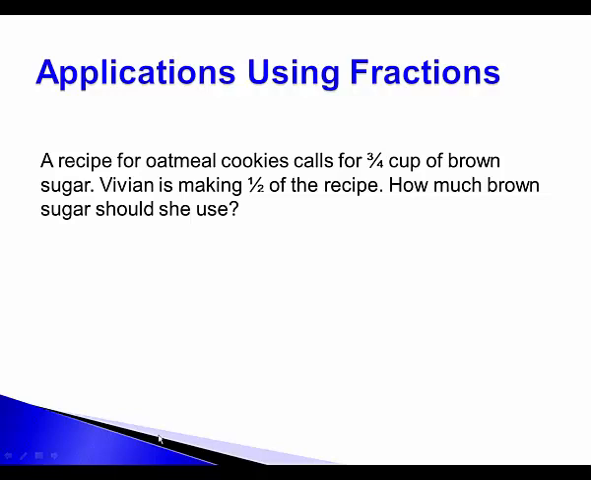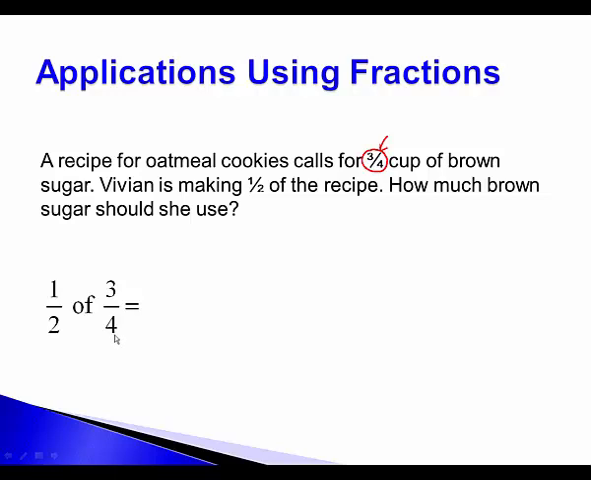Now, common sense tells you here what we're dealing with. I have a recipe that calls for 3/4 of a cup. Well, let me appeal to your sense of reason for just a minute. If you're going to make half of that recipe, then you only need half of this amount, right? So let's look at how that would look in math. I need 1/2 of 3/4 of a cup.